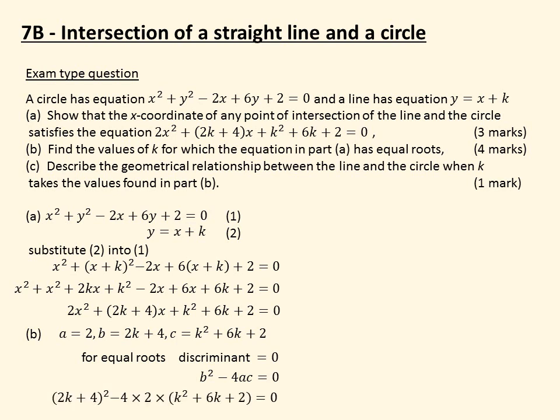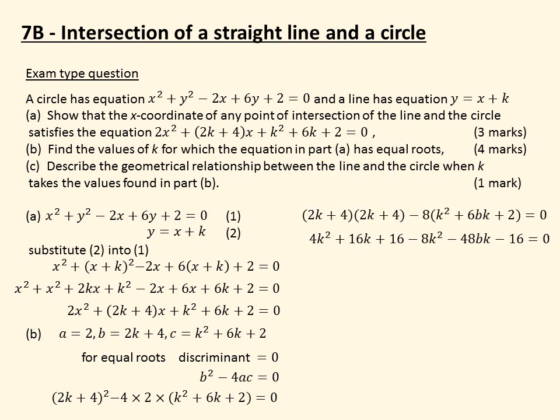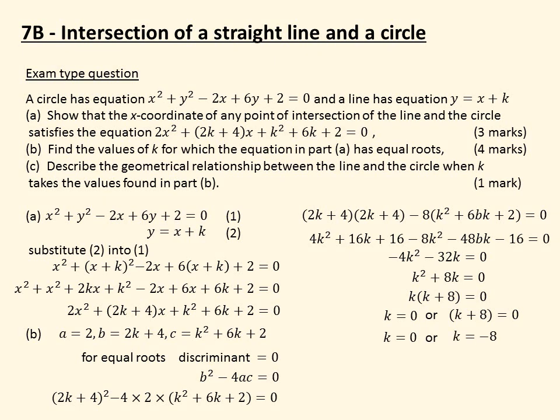So if we substitute the values in and then expand the brackets, we can collect the terms together and simplify to find that k is 0 or k is minus 8.